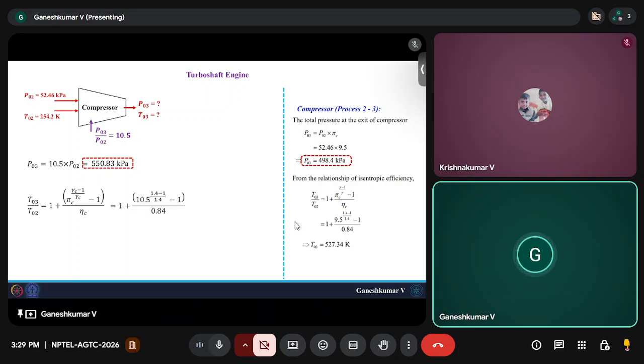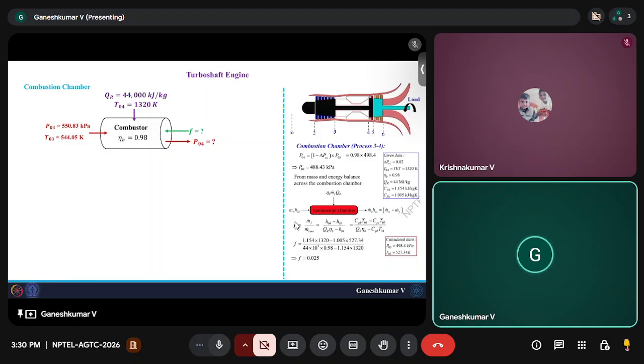So if you plug those values in, here your value is 10.5, however here it is 9.5. So you expect the temperature also to rise from 527.34. If the pressure ratio increases, the temperature is going to be around 544.05 Kelvin. So there's roughly 17 Kelvin difference. With this high temperature, it enters the combustor, which means we are going to add only less fuel to reach 1320 Kelvin because the inlet temperature itself is high.